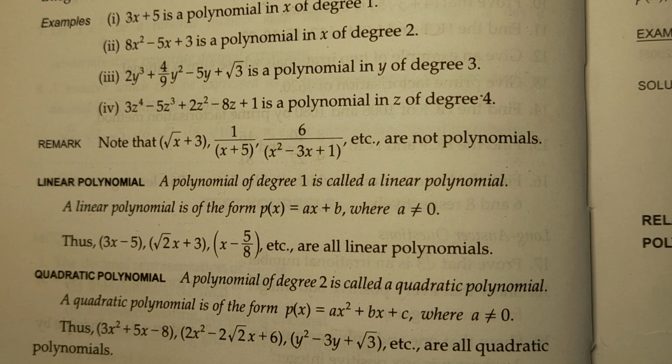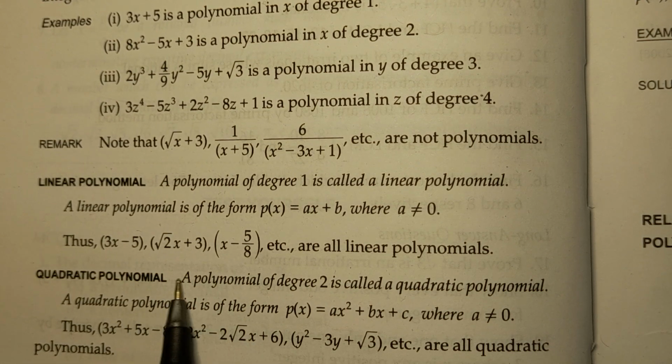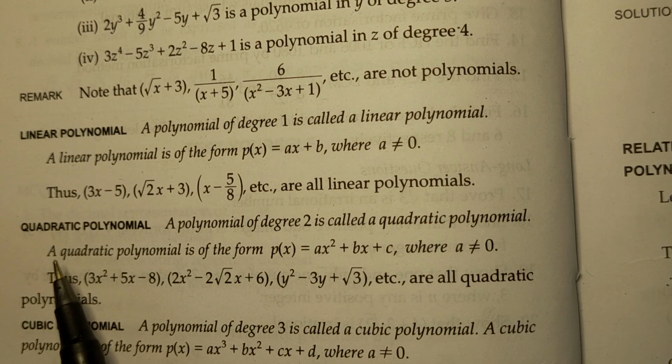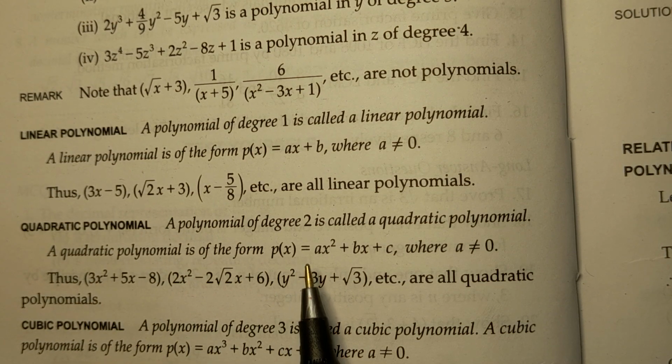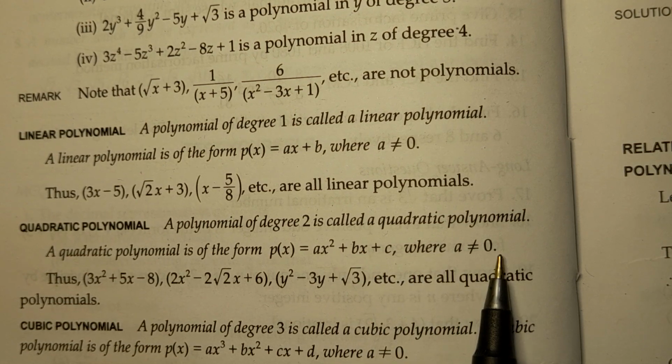Now what is a quadratic polynomial? A polynomial of degree 2, whose degree is 2, is a quadratic polynomial. It is written in the general form p of x is equal to ax square plus bx plus c, where a does not equal 0.